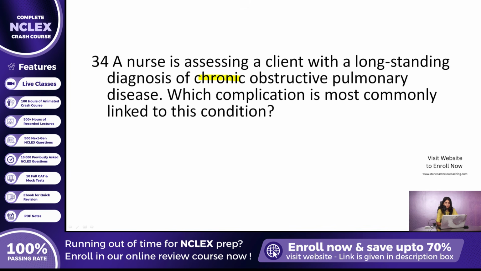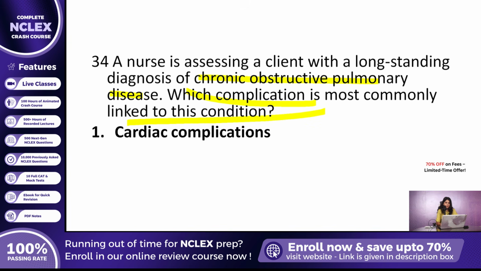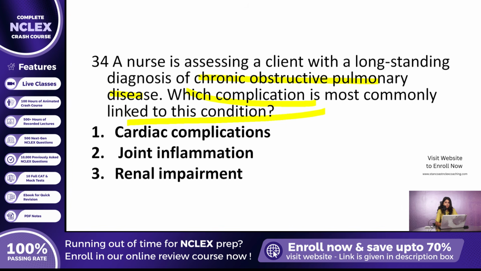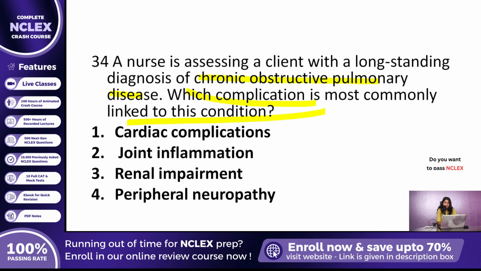Now, let us move on to question number 34, which focuses on the complications commonly associated with chronic obstructive pulmonary disease. The question states, a nurse is assessing a client with a long-standing diagnosis of chronic obstructive pulmonary disease. Which complication is most commonly linked to this condition? The options are 1. Cardiac complications, 2. Joint inflammation, 3. Renal impairment, 4. Peripheral neuropathy. The correct answer is option 1, cardiac complications.